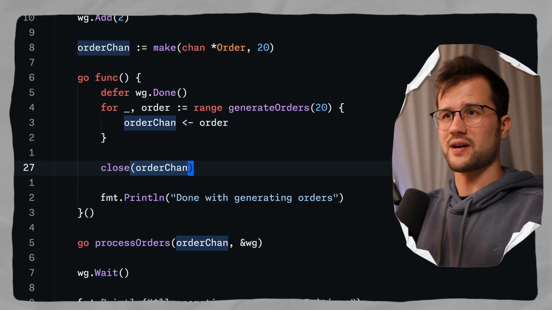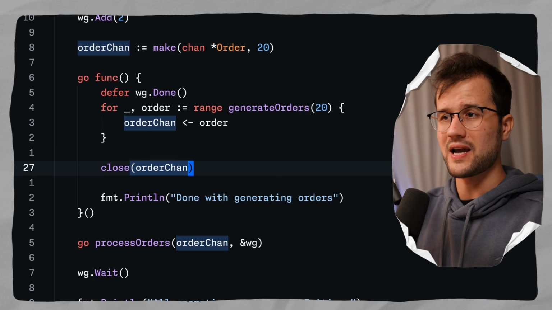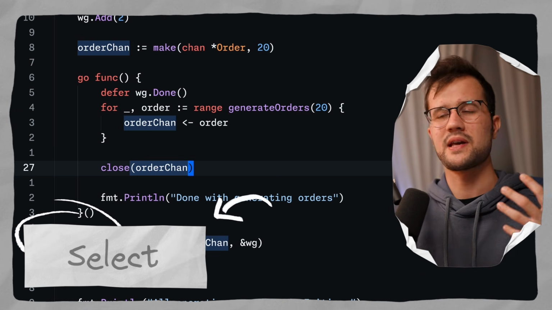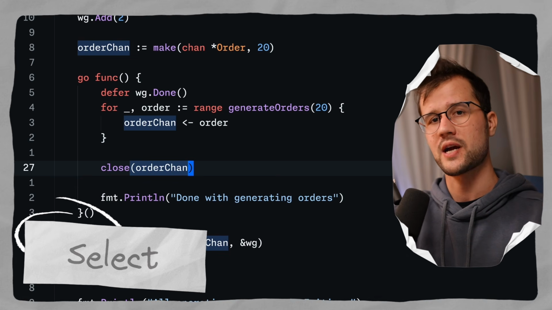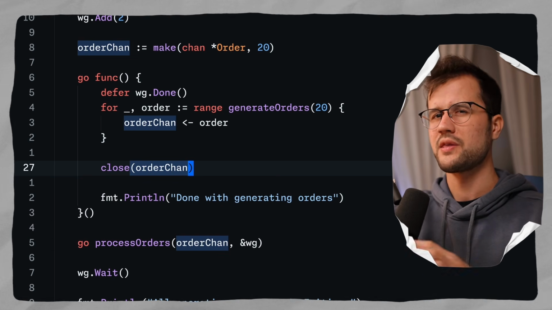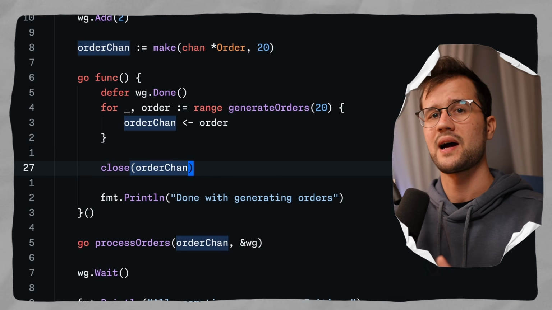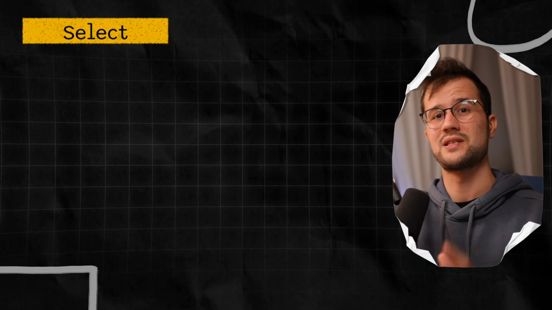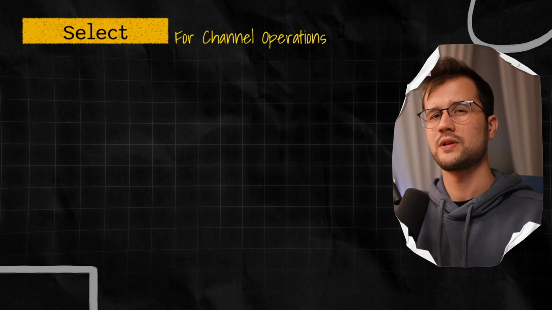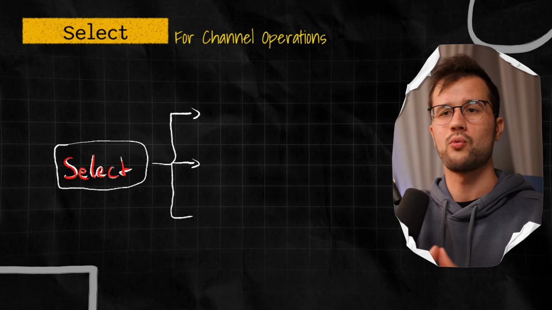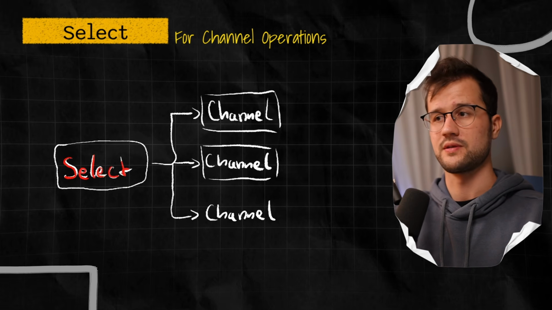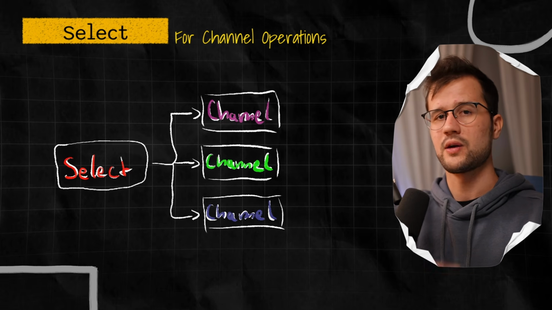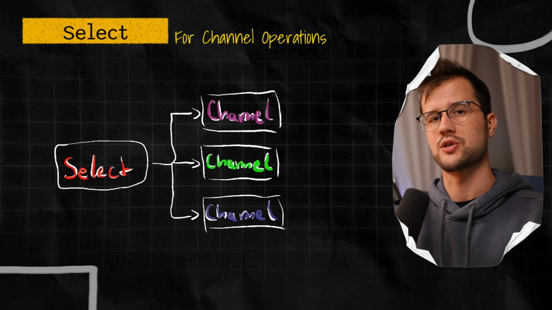Now, the final construct I'm going to demonstrate and explain is the select statement. It is so important as well. The select statement is a control structure designed to handle multiple channel operations simultaneously. You can think of it as a special kind of switch statement, but specifically designed for channel operations. It waits until one of the channel operations, which can be sending or receiving data, becomes ready to execute. That means it can wait on multiple channel operations simultaneously.